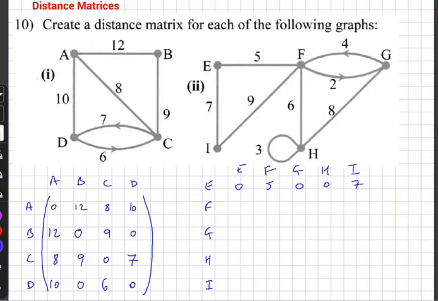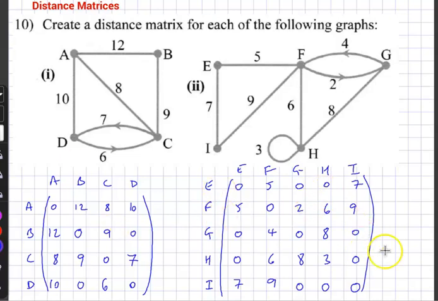And if I carry on going through that as a process, then we have H to E is not possible. H to F is 6. H to G is 8. H to H, well, in this instance, it is possible. There's a loop here, so there's a 3. If you notice E to E, F to F, G to G were not possible, but H to H is possible. There's a cost of 3. H to I is not possible. I to E is 7. I to F is 9. And then I to G and H and I are not possible. So there is my matrix for that graph.